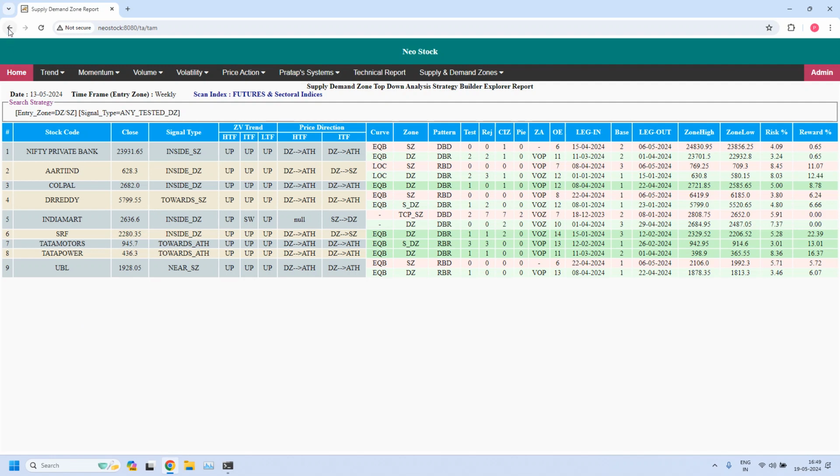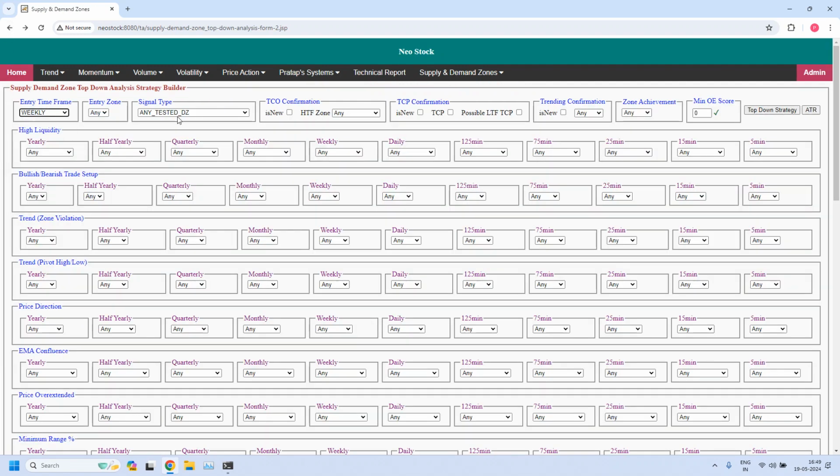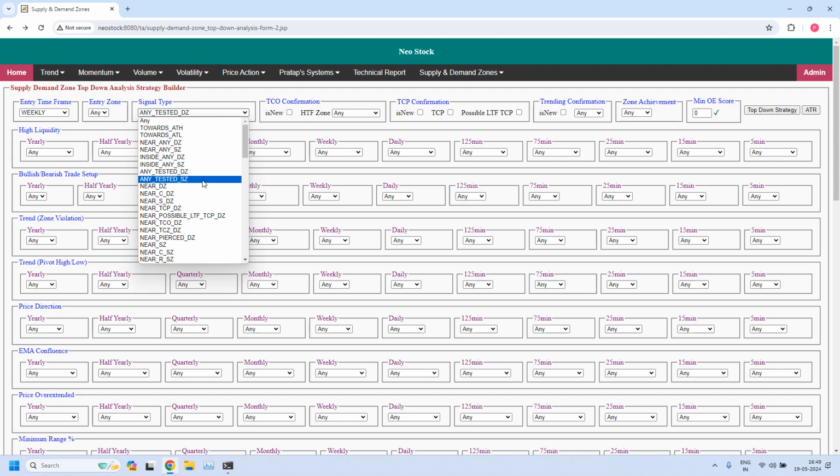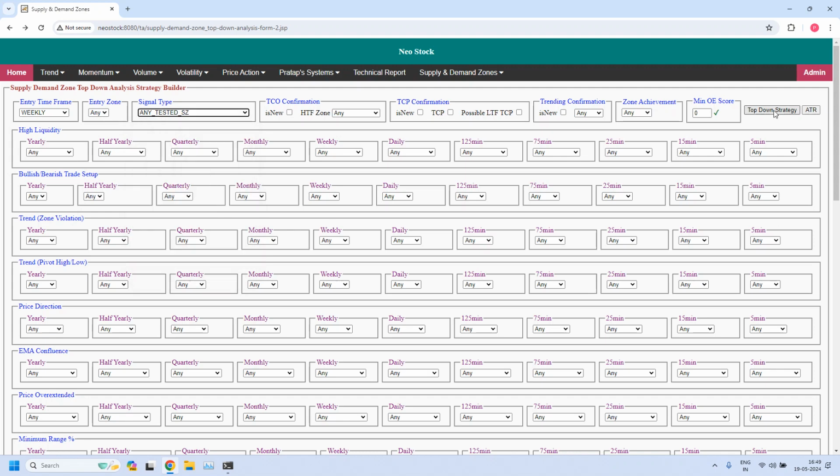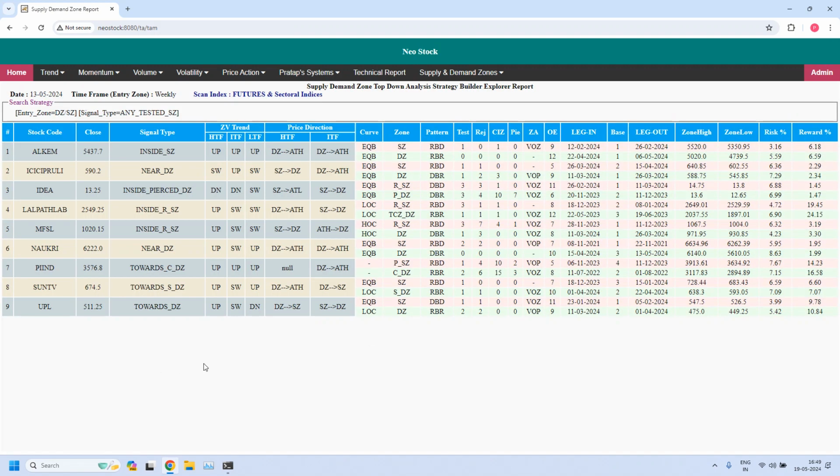Let me go back. For weekly time frame, let us find the tested weekly supply zones. The stocks having tested weekly supply zones. So these 9 stocks having supply zones are tested during this week.